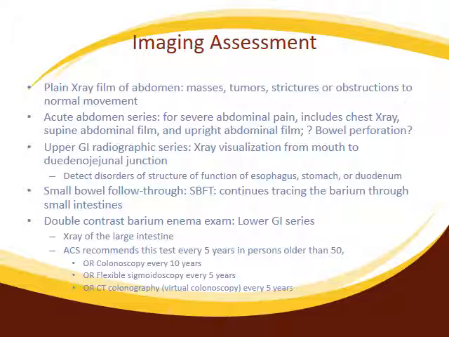Upper GI radiographic series. This consists of an x-ray visualization from the mouth to the duodenal-jejunal junction. Go back to the other slide to see where that is. It detects disorders of the structure and function of the esophagus, stomach, or duodenum. The next would be small bowel follow-through, and that would be where it continues that upper GI from the duodenal-jejunal junction all the way through the small intestines. Just keeps on going. The double contrast barium enema exam is otherwise known as a lower GI series, and that is an X-ray of the large intestine.